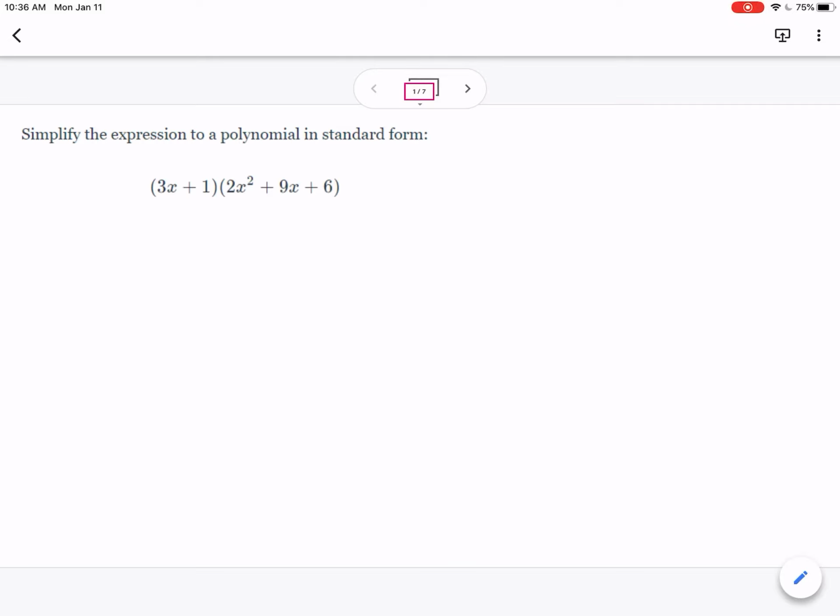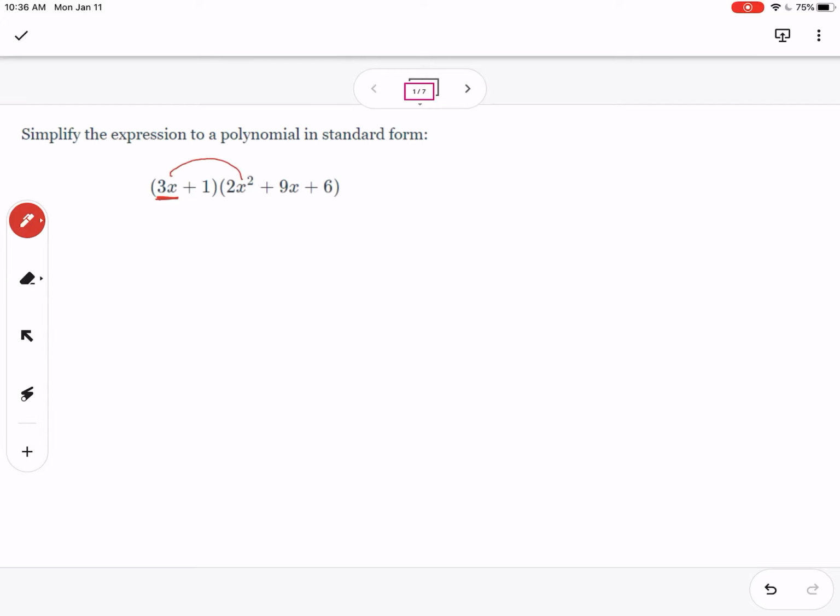All right, so today I'm going to go over how to multiply polynomials. So the first thing that we have here is a binomial, 3x plus 1, and we're multiplying that to a trinomial, 2x squared plus 9x plus 6. So I'm going to start by distributing the first term here, which is 3x.